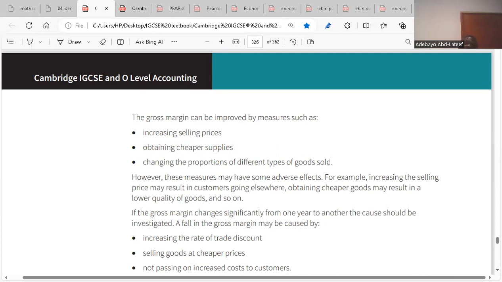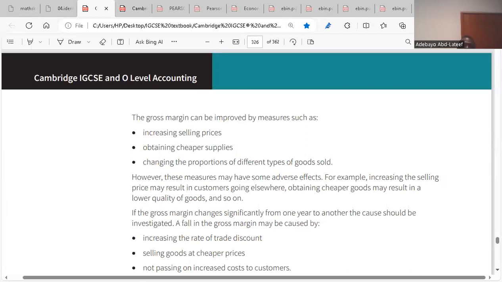If you are buying cheaper raw materials, it might mean that they are poor quality, which means the quality you are producing might not be up to par, which means you might be losing customers too. So if the gross margin changes significantly from one year to another, the cost should be investigated.